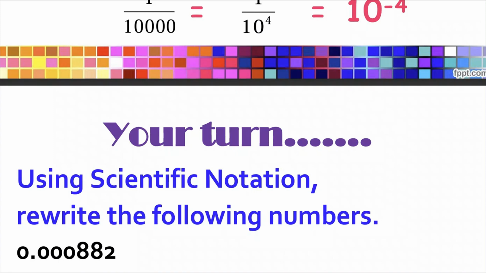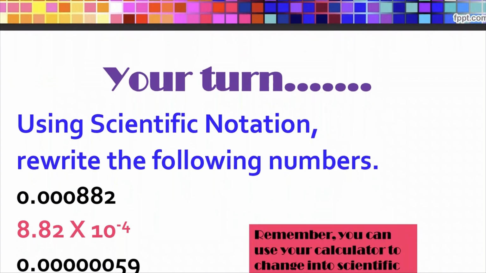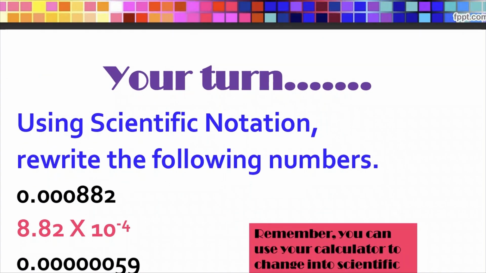Now I would count from the place where I have put the decimal. Where have I put the decimal? I have put the decimal after this 8. Right? So count. This number is smaller than 1, so I will count on my left hand side. So 8 is 1, 2, 3, 4. But this time my exponent would be with a negative sign. 8.82 times 10 raised to the power minus 4. Remember, you can use your calculator to change into scientific notation.